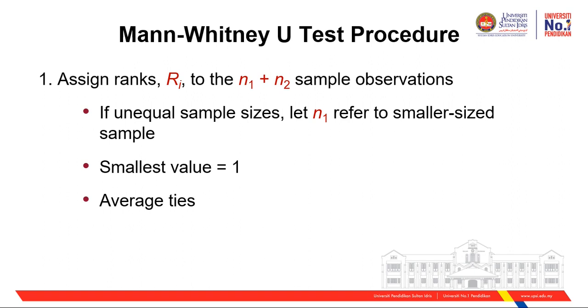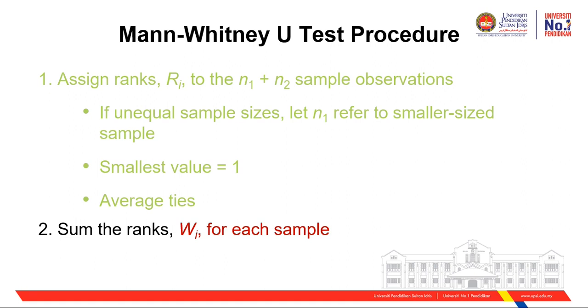Okay, so the common procedure for the Mann-Whitney test. First thing first, you need to rank the data for N1 plus N2, referring to both data from group 1 and group 2. If there is unequal sample size, let N1 refer to the smaller sample size. So we begin with the smaller sample size first. For the smallest value, when we give rank, start with 1. Average rank here means if the data is the same, we need to take the average.